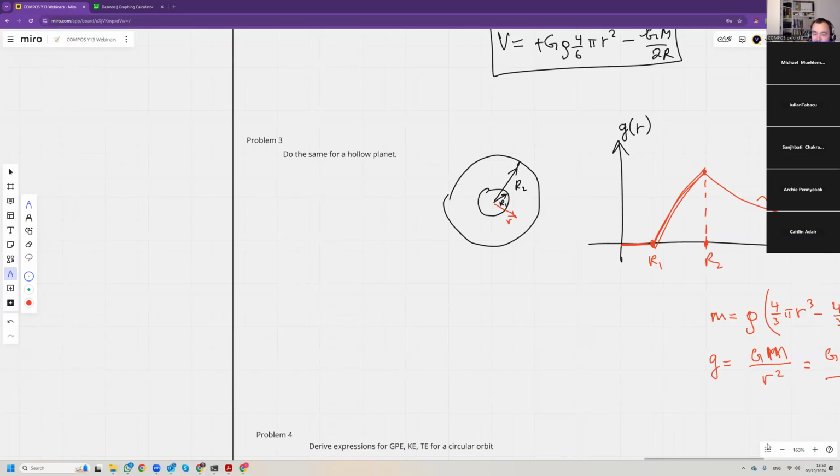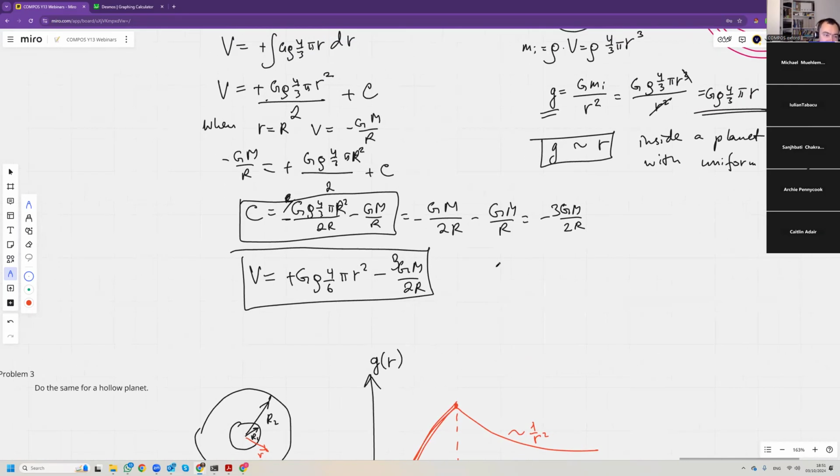Could you explain the simplification of the fraction in finding C? Yes, of course. So here we had this pi r squared over 2. So I need to find the common denominator. The common denominator is 2R. So I multiply this by R, and I multiply this by 2. That makes this 2, and this becomes R cubed. But 4/3 pi R cubed is the volume of the planet, and density times volume is the mass, and that's how I got GM. Does that make sense?